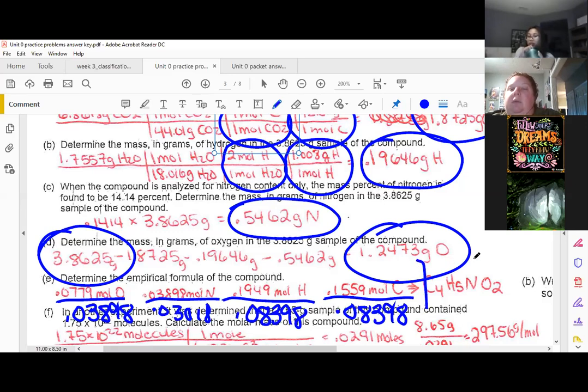Gives me C4H5NO2. So that's a long problem, right? That's a lot of stoichiometry in one problem to try and figure out what's going on. But it's still just a lot of stoichiometry, and then an empirical formula problem.